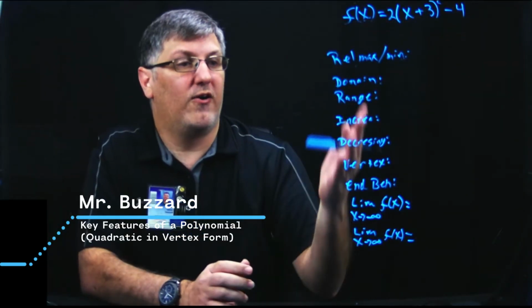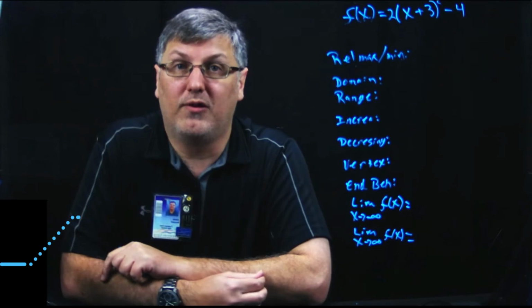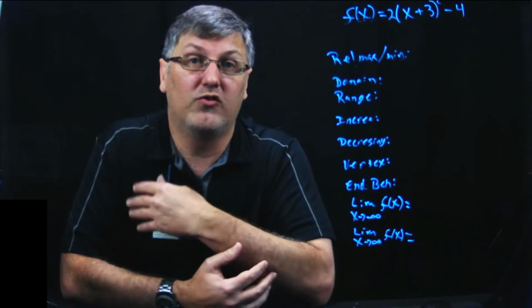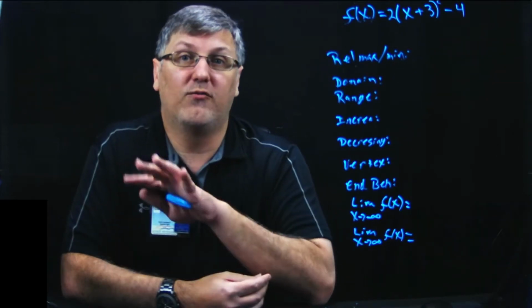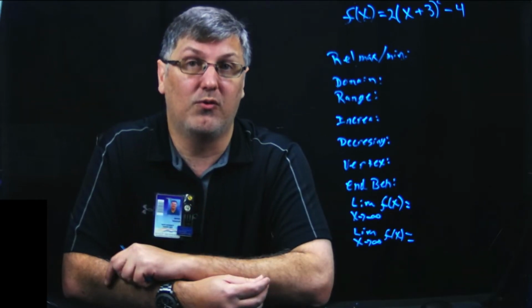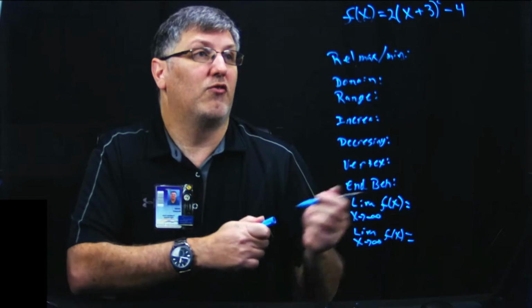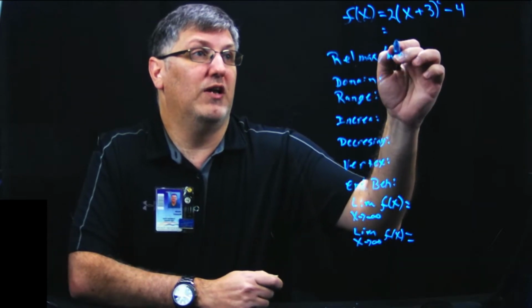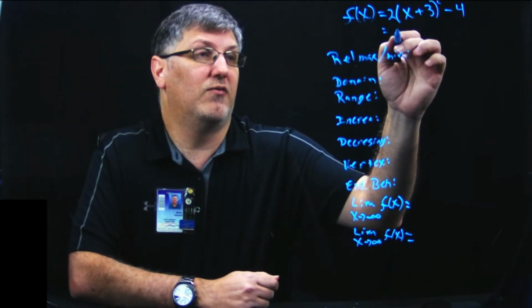So let's talk about how to find all these key features when I give you a parabola that's already in vertex form versus standard form. The standard form is where you have to do negative b divided by 2a. You don't have to do this when it's already in vertex form. So what we have to remember from Algebra 1 is that we're going to have a vertex form.